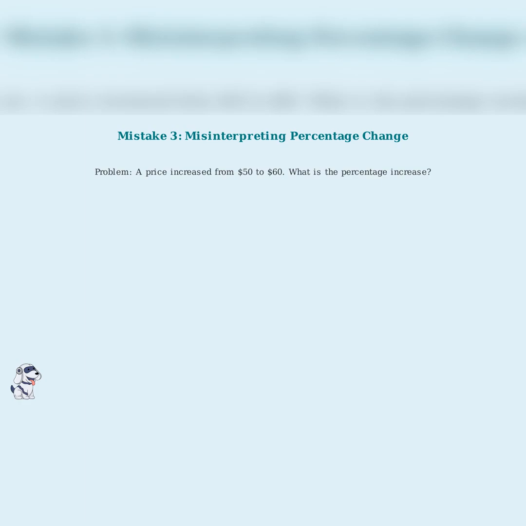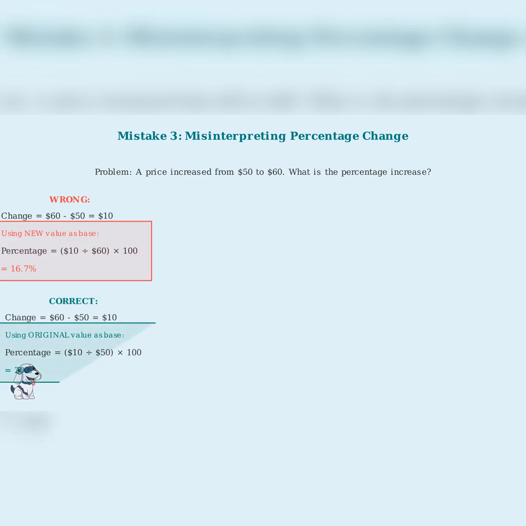Students often confuse the original value with the new value. The wrong approach uses the new value as the base instead of the original value. This leads to an incorrect percentage calculation. The correct approach uses the original value as the base for percentage increase calculations. This gives us the accurate answer of 20% increase.